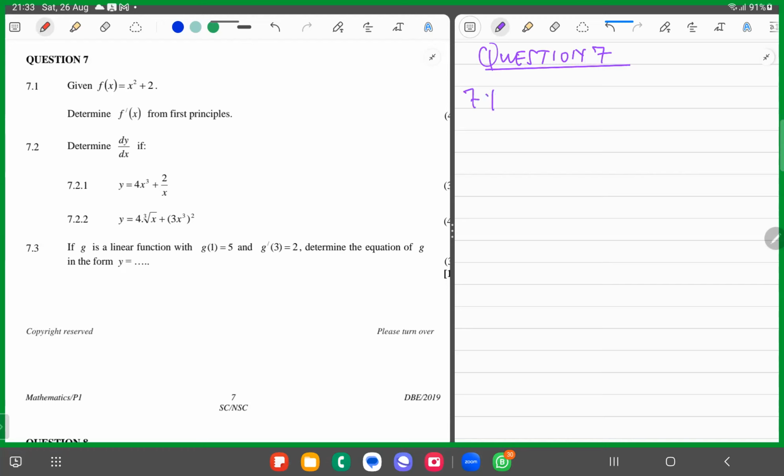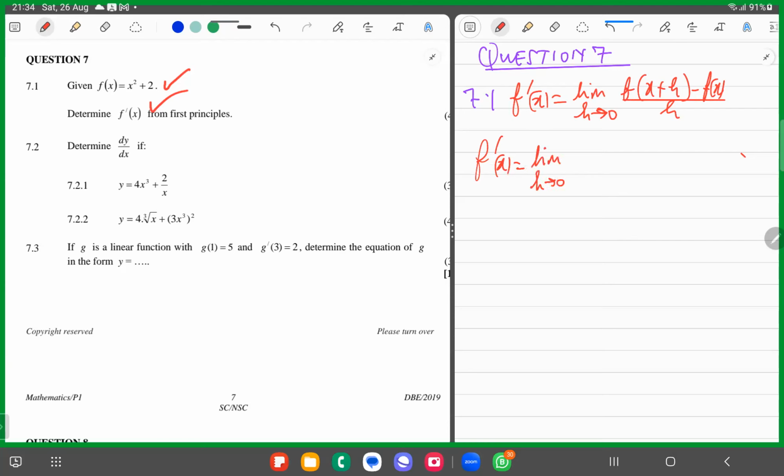7.1 is calculus. Right, so if you have that f of x is this one, determine f prime of x from first principles. So now we're going to write down first the formula. f prime of x is the limit as h approaches 0 of f of x plus h minus f of x, all divided by h. So this is the limit as h tends to 0 of (x plus h) squared plus 2 minus, what is f of x? It's x squared plus 2. We divide by h.